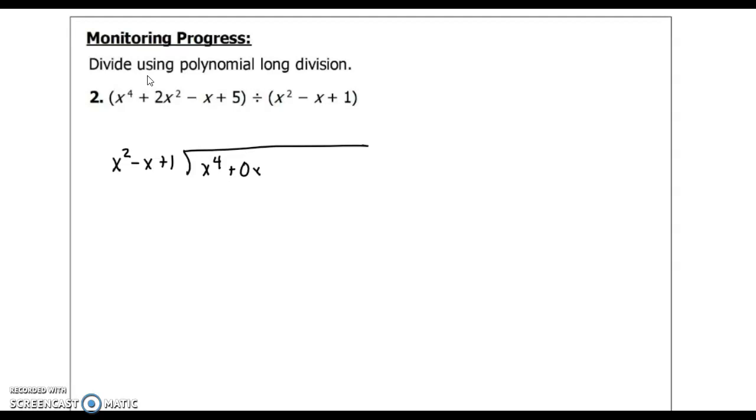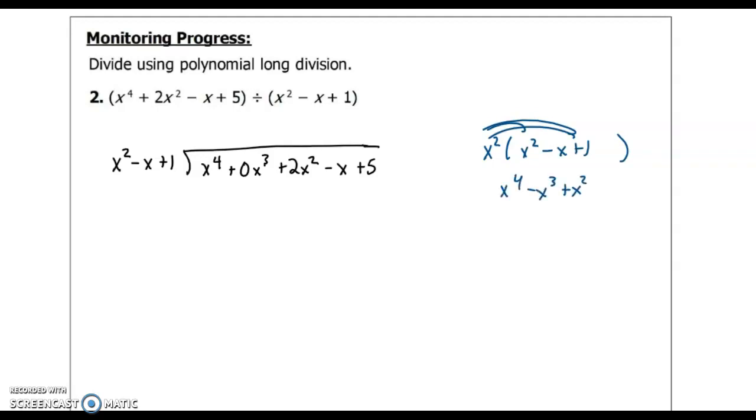So I'm putting in placeholders for x cubed because you have to do that or it messes up your entire lineup. Also notice that I'm always making sure it's in standard form. Okay, so we're asking ourselves, what do I multiply times x squared to get x to the 4th? So I'm going to multiply by x squared. All right, we'll just do that real quick. Don't forget to distribute. So we get x to the 4th minus x cubed plus x squared. We write that down here.